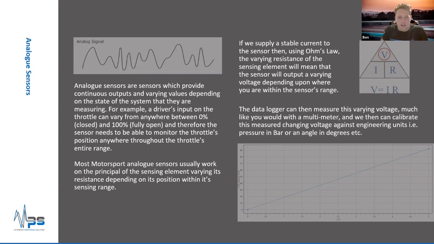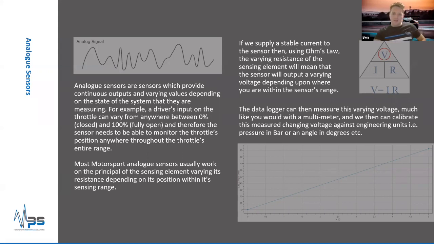The first sensor we'll look at is an analog sensor. So analog sensors are sensors which can track and measure a system with a varying state. So the example I use on this slide is your throttle position. The driver can go anywhere between zero closed and 100% fully open, and sort of all sorts in between. So there's no on or off. There's no 1 or 0. It's a constantly changing variable.